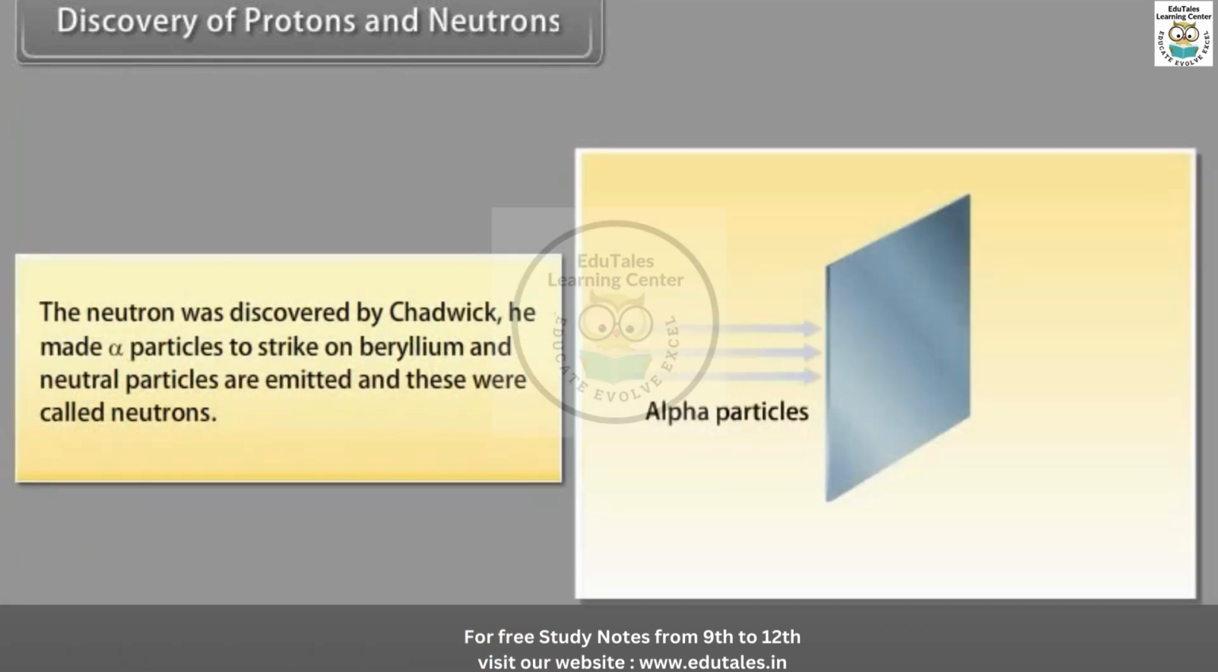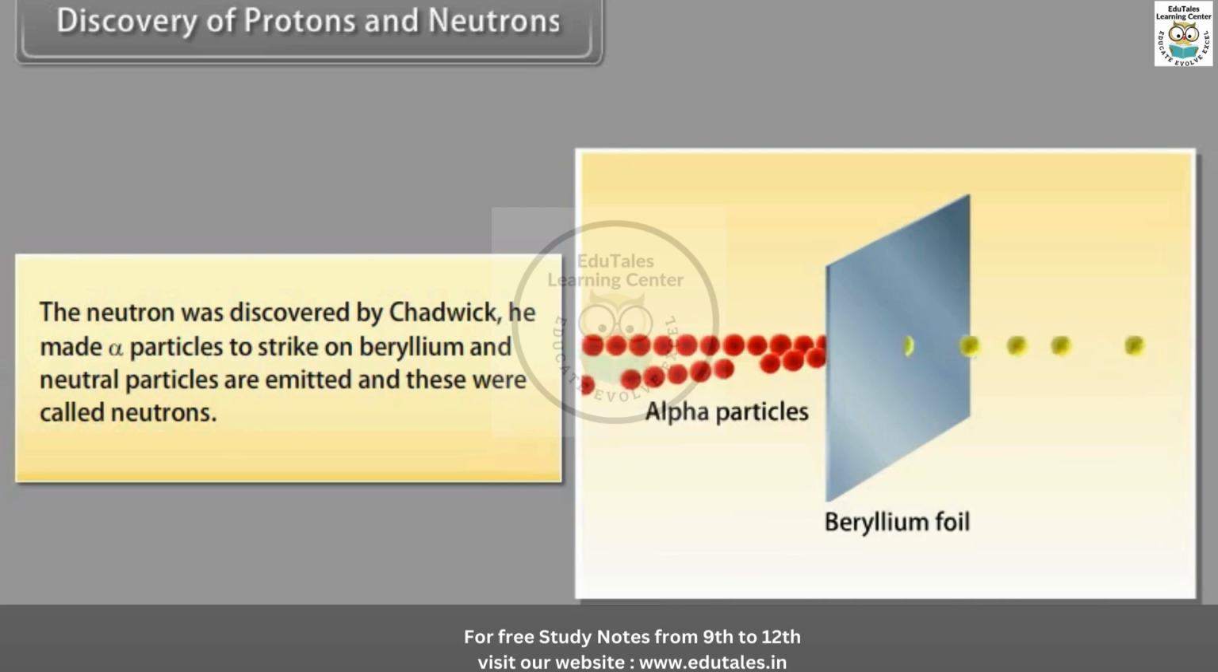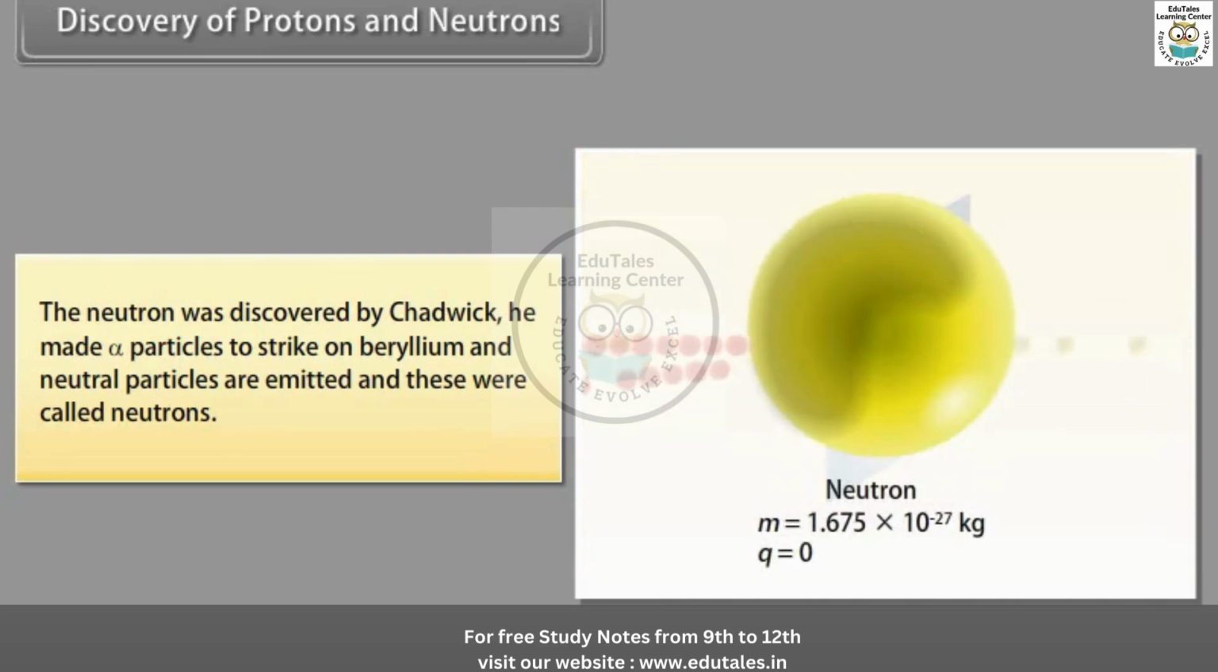The neutron was discovered by Chadwick. He made alpha particles strike on beryllium, and neutral particles are emitted, and these were called neutrons.